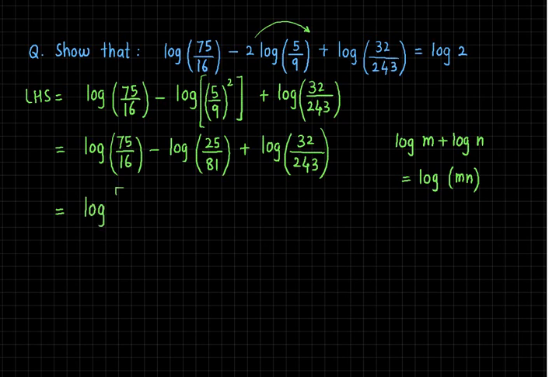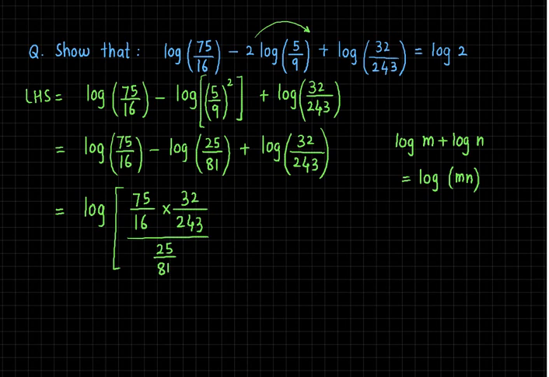So together we can write 75 upon 16 into 32 upon 243, correct? We multiply the two numbers where logs are positive, and we divide by the number where log is negative. So therefore that gives us 25 upon 81. And on cancelling and simplifying, we will finally get the answer as log 2, which is the required right hand side. So that solves the problem, right?